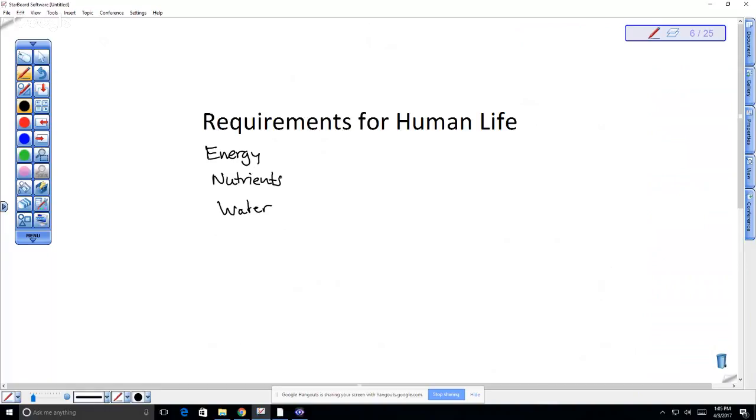And water is really important because it is a universal solvent, which means that things go into solution, right? So it carries substances in solution.